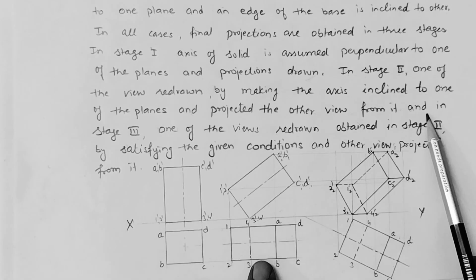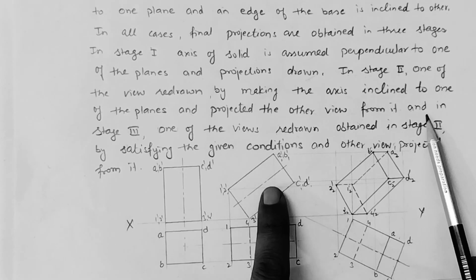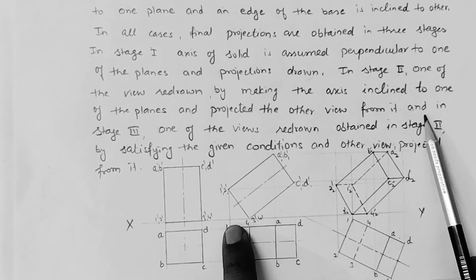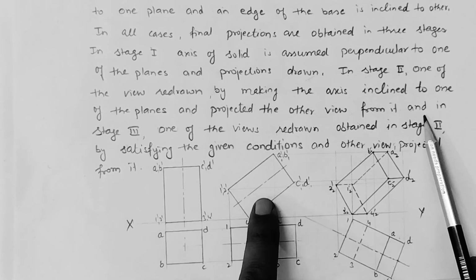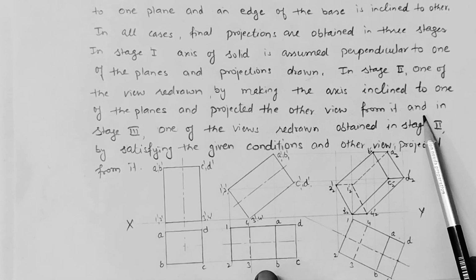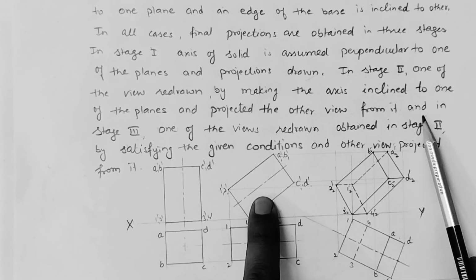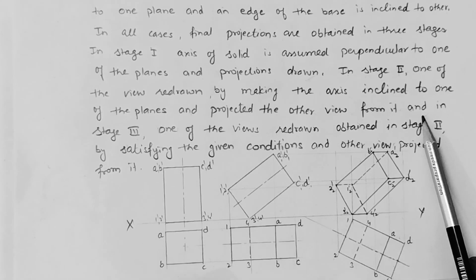So now in this second stage, we incline the axis of the object to the HP. After drawing this projection, we project the top view of the object by using the front view of the object in stage 2 and the top view of the object in stage 1. So in this way we complete the projections.